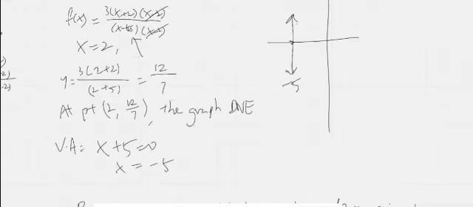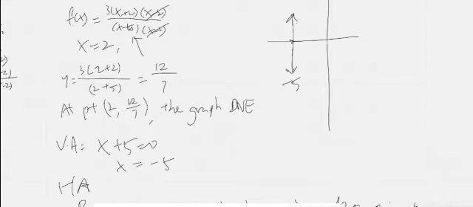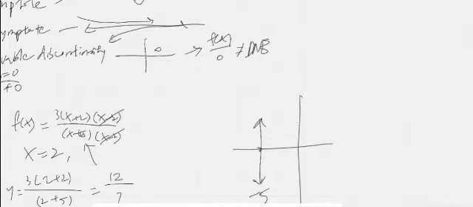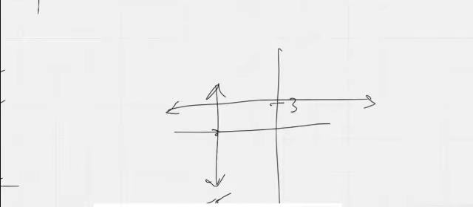The powers are the same, which means we have a horizontal asymptote of 3. So y is equal to 3. Let's say like here. And then we also have a hole at 2 comma 12 over 7. So it will be about like here to something like here.